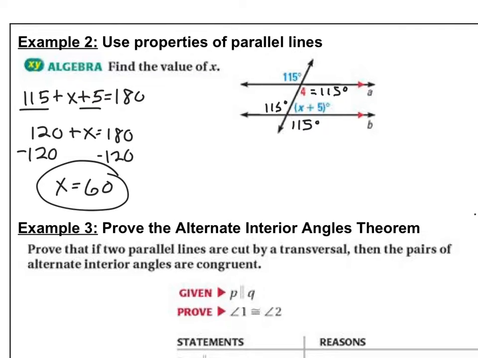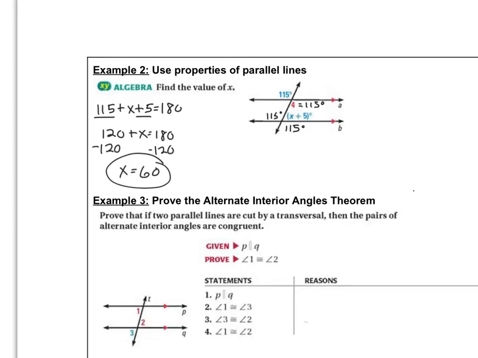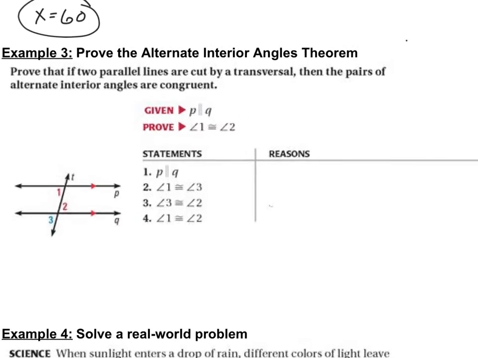Okay, so you're still kind of using your theorems and postulates here. You're just now using them in order to solve some algebra. So kind of getting back to what we like to do. Okay. Speaking of things we like to do, example number 3 happens to be a proof.